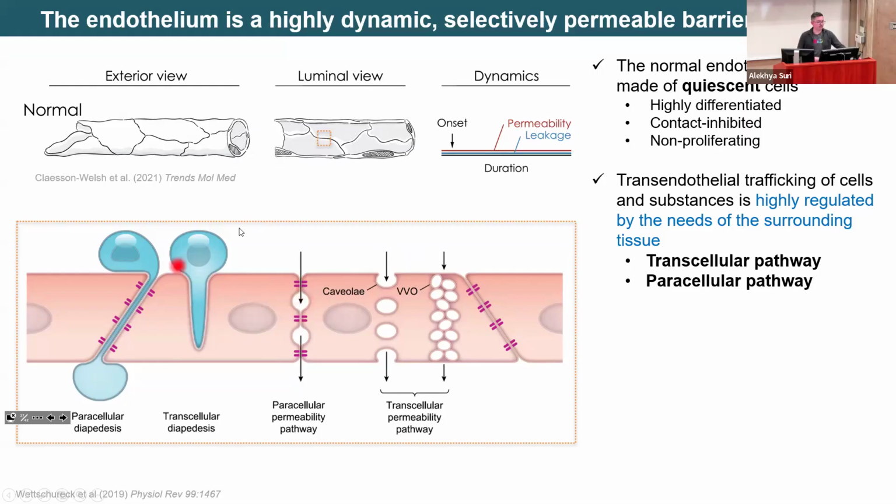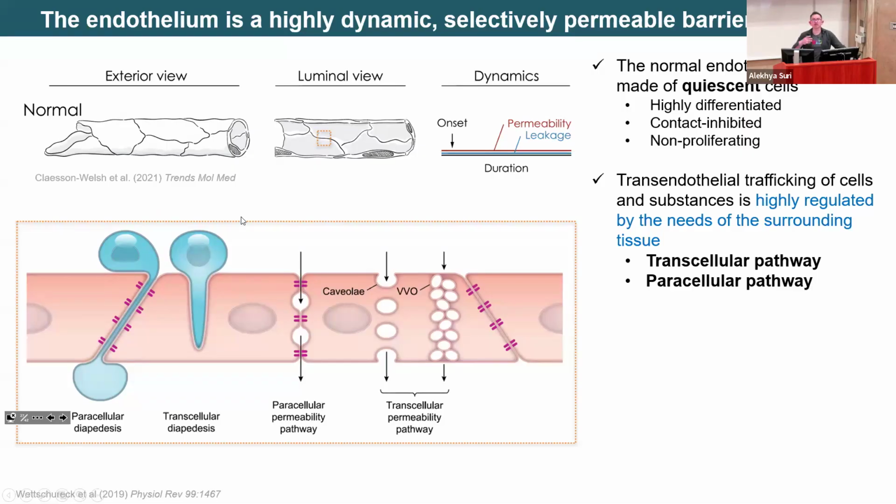So think, for instance, the transmigration of immune cells, right? So when there is an infection and those circulating white blood cells need to arrive to a site of infection in order to repair the damaged tissue, those cells actually need to cross the endothelial barrier. And in some cases, they do so by basically squeezing in between these intercellular junctions. And in some other cases, they actually poke a hole through the endothelial cytoplasm and they basically move transcellularly.